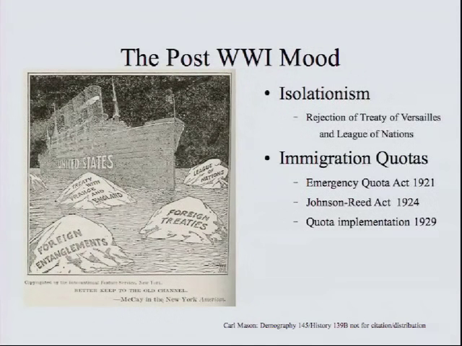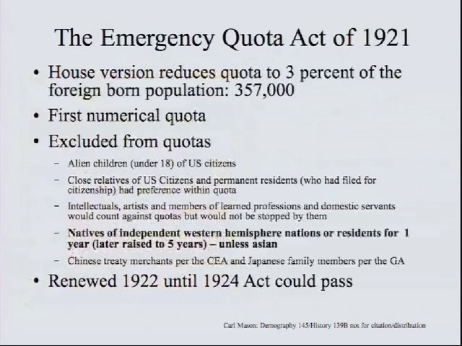We'll start with the Emergency Quota Act of 1921. It's a very simple act, passed at the end of World War I, out of a fear of an onslaught of immigration that might be even larger than we've seen in the past because of all the dislocation of Europe at the time. So the House version reduces the quota to 3% of the foreign-born population, or in other words, 357,000. Compared to what will ultimately pass in 1924, this is actually a pretty generous law. It's the first numerical quota. This is something that the Immigration Restriction League had certainly thought of before, and never thought they could possibly pass until this sort of superheated post-World War I environment.